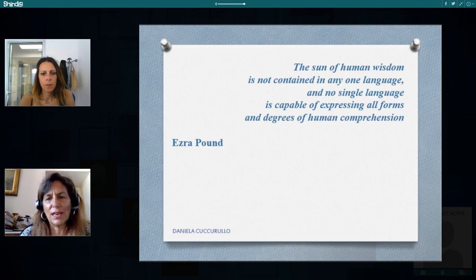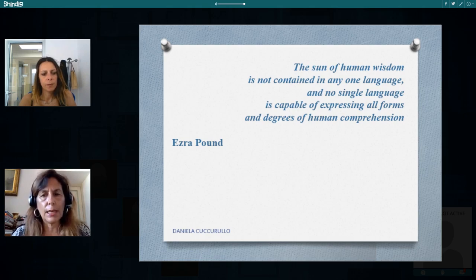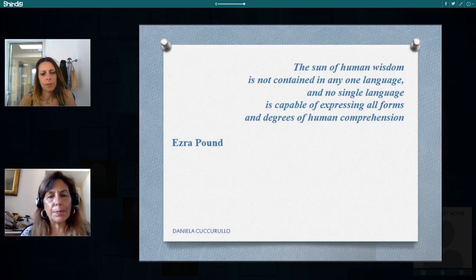Okay. So, as you can read here, it's very meaningful. The sum of human wisdom is not contained in any one language, and no single language is capable of expressing all forms and degrees of human comprehension. Letizia was talking about digital as a new language, as a foreign language, according to David Marsh, but also to David Crystal. And I think that for this presentation, we need to focus our attention on the word language. That means not only foreign language or a digital language, but all the means to communicate.